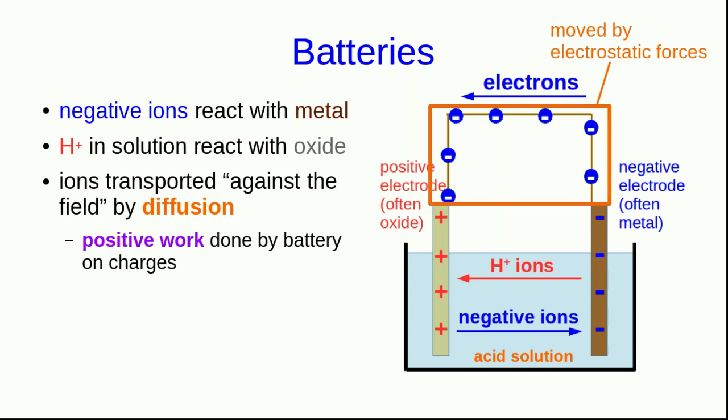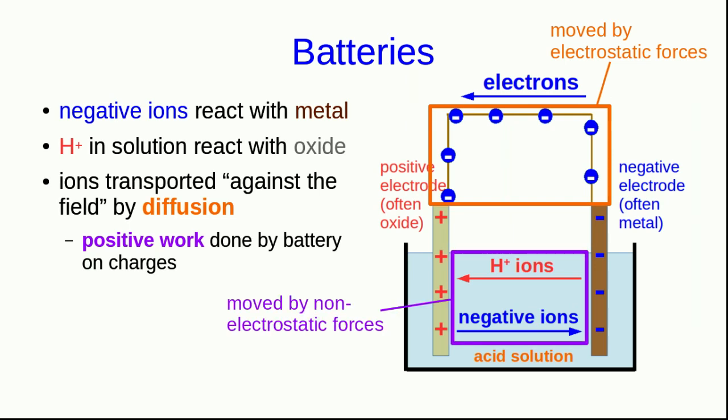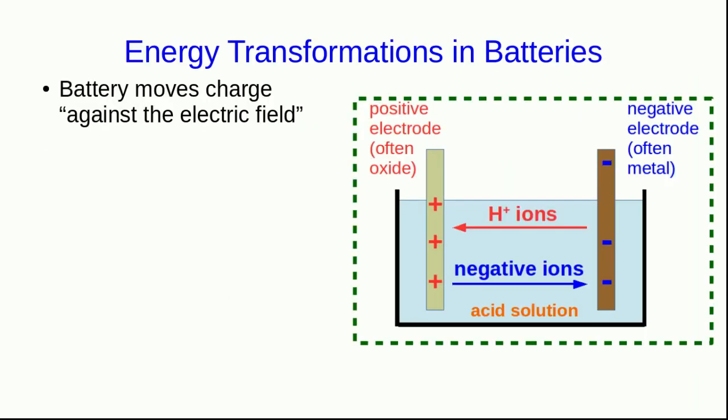Notice that the electrons moving through the wires are being moved by electrostatic forces, whereas the ions in the solution are being moved by non-electrostatic forces. So as always, there are non-electrostatic forces doing work to bring about the charge separation. But we've now given the charge a way of unseparating by flowing through the wire. And so we have set up a continuous loop or circuit of charge flow.